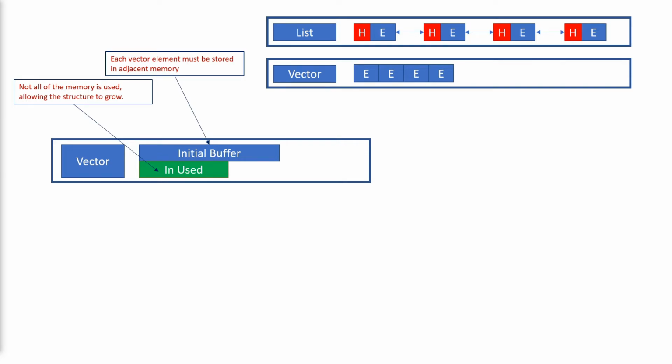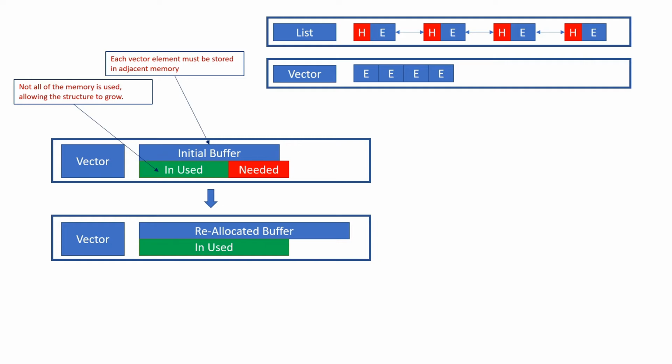They do have several drawbacks. For example, what about when we need more space than we have allocated? Now we run into trouble. What a vector does to handle this condition is it reallocates the buffer and copies the old data into it, thus allowing the new data to fit in adjacent memory.